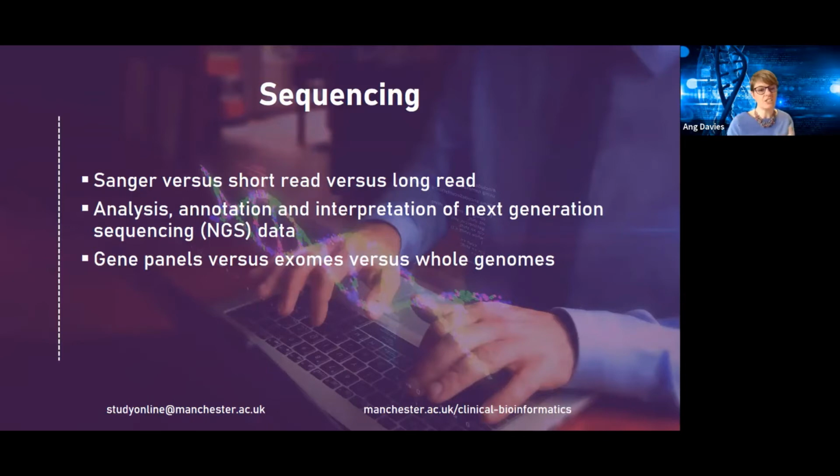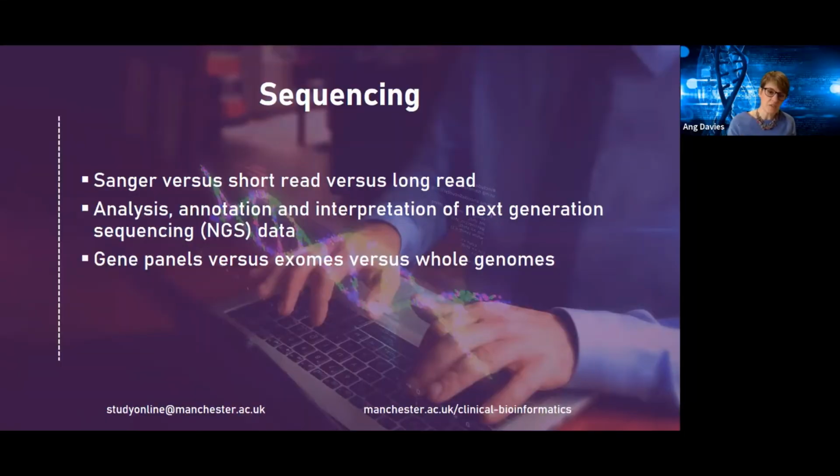So we'll really in this unit begin to introduce these sequencing technologies. We'll look at traditional Sanger sequencing versus short read next generation sequencing versus the long read technologies that are now beginning to come in like nanopore and PacBio and things like that. And we'll look at the advantages and disadvantages of all approaches.